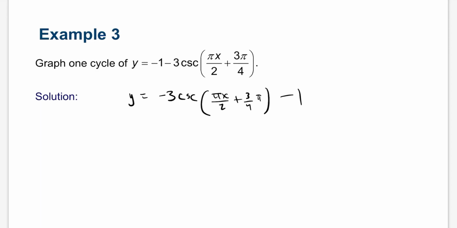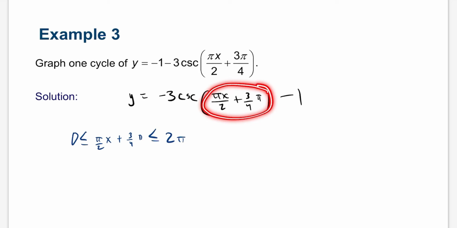All right, and before we do that, we need to graph the sine of this first. So I'm just going to ignore this for now. That's just a vertical shift down 1 unit. But let's first graph sine. So to graph sine, we place the argument between 0 and 2 pi. The argument always goes between 0 and 2 pi for sine or cosine.